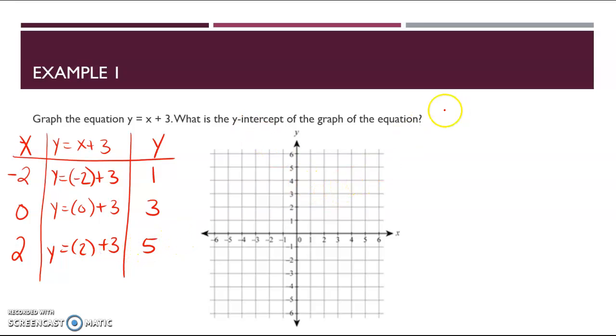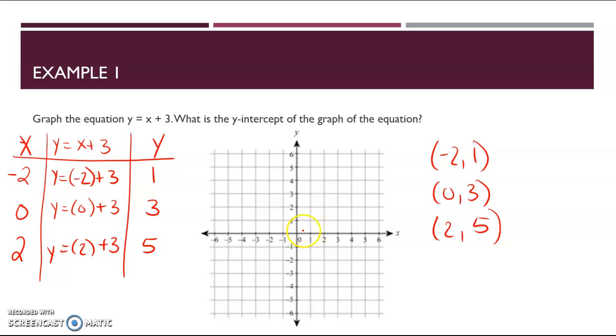So here are my 3 points. We have the point (-2, 1), because it's x, y, (0, 3), and (2, 5). Those are our 3 points from the table. Again, we could choose any x values. I could have chosen -1, 0, 1. I could have chosen -5, 0, 5, or -5, 0, 10. Any values for x, I can choose. And then that determines my y value.